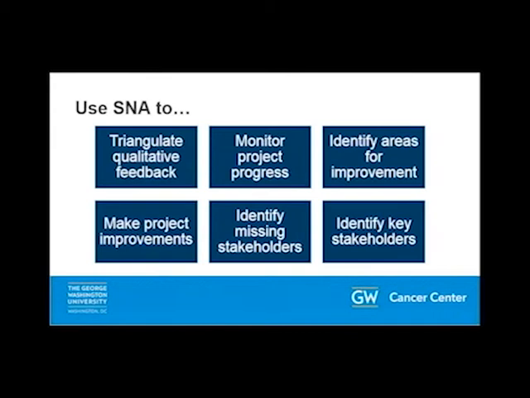We also used social network analysis to monitor project progress, identify areas for improvement, and adjust program delivery accordingly. And although we did not do this for the roundtables, social network analysis can also be used to identify missing stakeholders that could make the network stronger, or identify key stakeholders that could help you leverage their connections and influence in the network to further improve outcomes of your program. Social network analysis can also be valuable in these ways to evaluate your cancer control coalition as well.